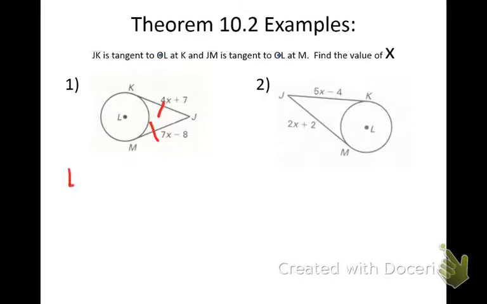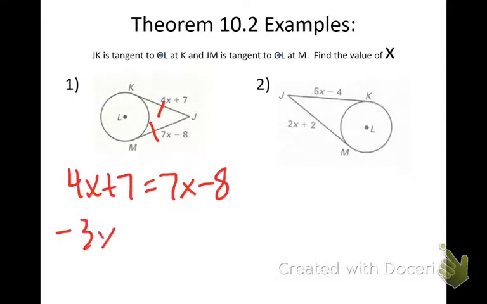So we have 4x plus 7 equals 7x minus 8. And then we solve. So that's going to be, we move the 7 over, negative 3x. We move the 7 to the other side, negative 15. So x equals 5 is your answer.